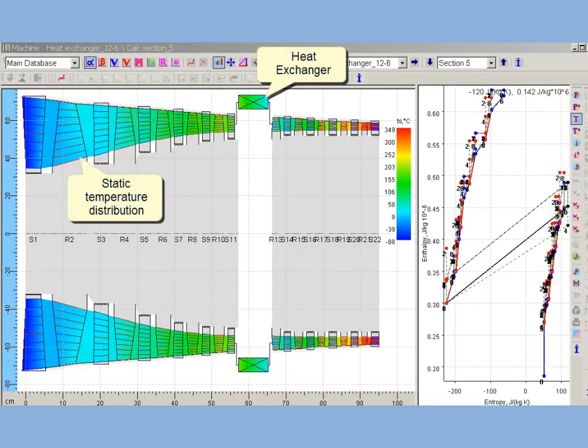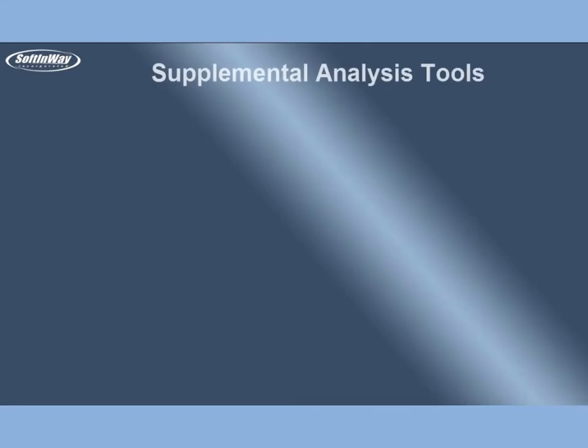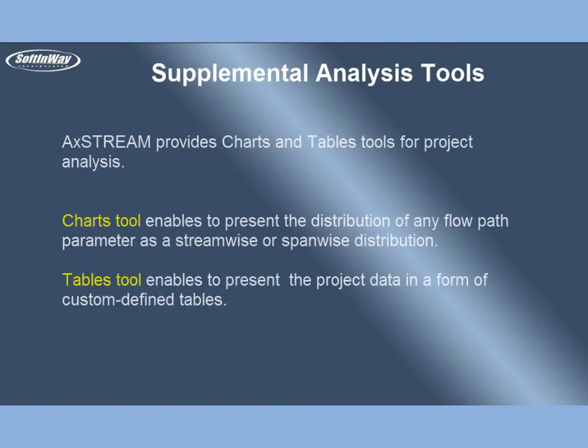Calculation results present the static temperature streamwise distribution. The Mollier diagram shows the effects of fluid cooling. Supplemental analysis tools. AxSTREAM provides charts and tables tools for project analysis. The charts tool enables you to present the distribution of any flow path parameter as a streamwise or spanwise distribution. The tables tool enables you to present the project data in the form of custom-defined tables.